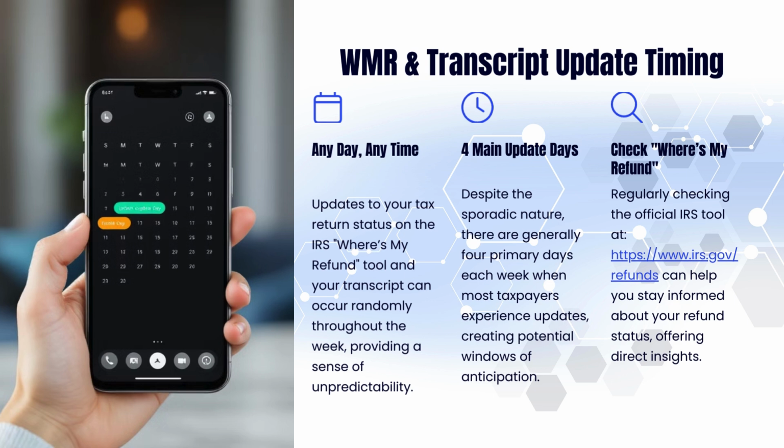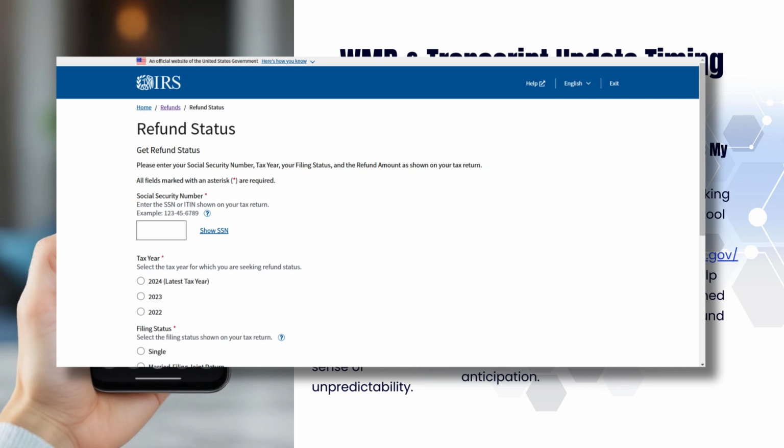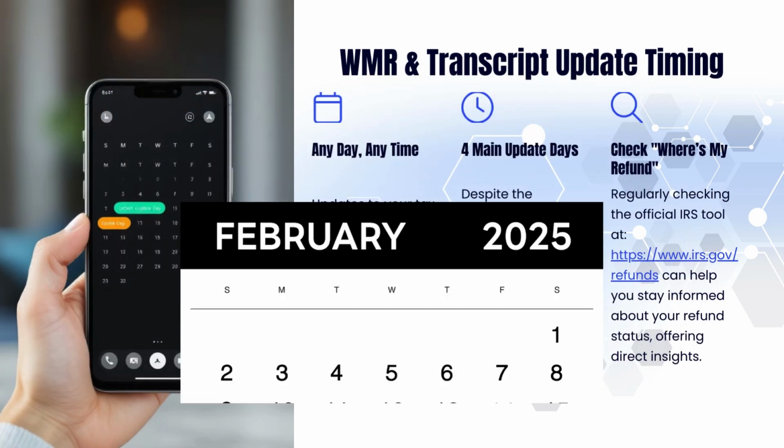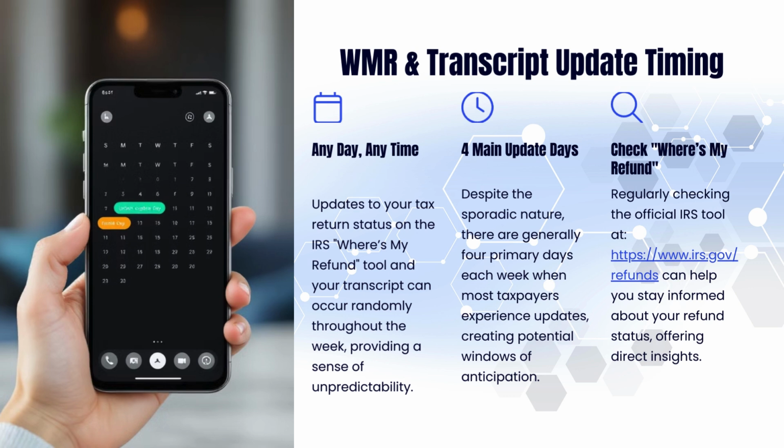WMR and transcript update timing. Updates to your refund status and IRS transcripts don't happen on a fixed schedule, but there are generally 4 key update days each week. Knowing this gives you windows of time when you can expect updates, and you won't be left wondering when your return will process. It's a little unpredictable, but staying informed means you can time your checks more effectively. Staying ahead of these updates gives you the upper hand. Pro tip: mark your calendar with these days so you're always ready for the next status update.